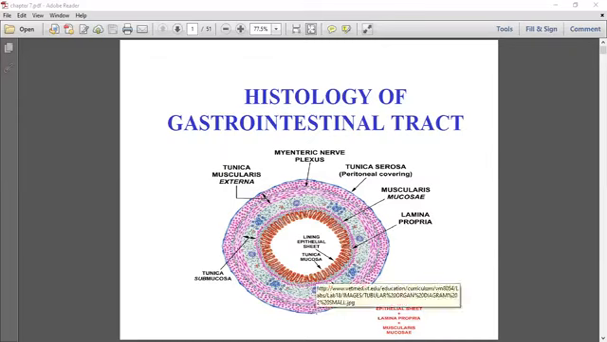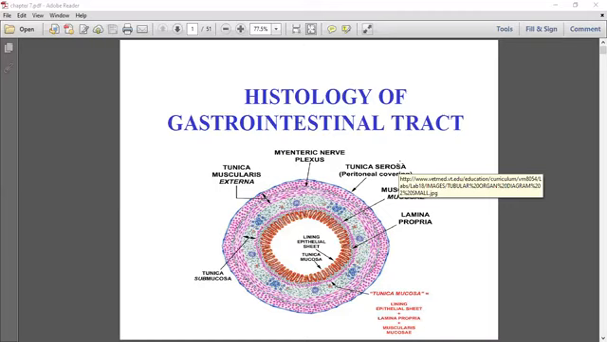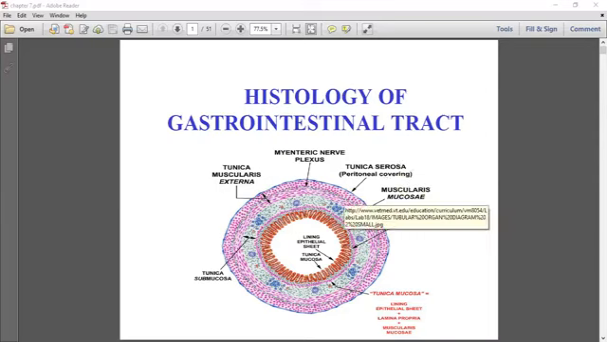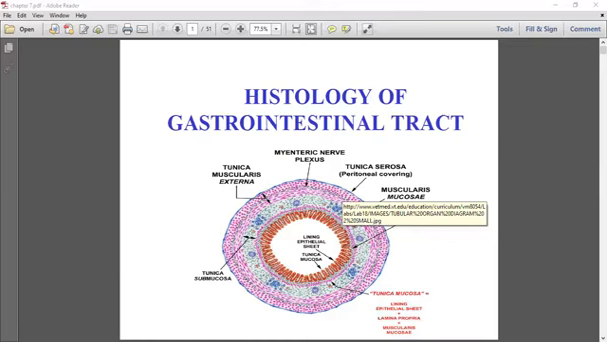the external layer, the blue color here, called serosa, which is simple squamous epithelium. Beneath it directly is connective tissue, mostly fibrous connective tissue, called adventitia.